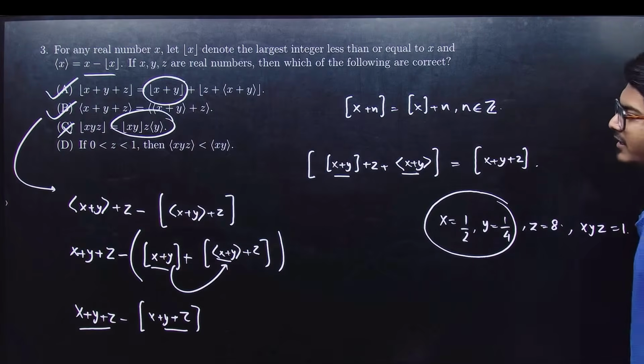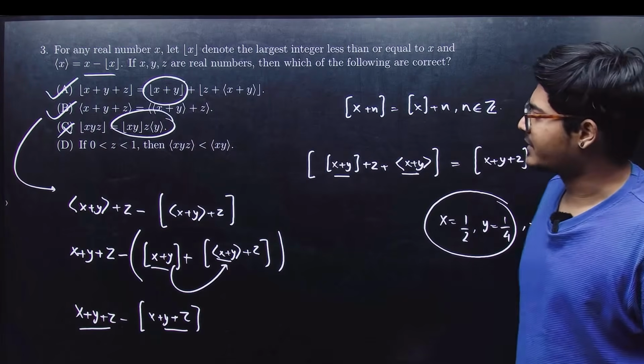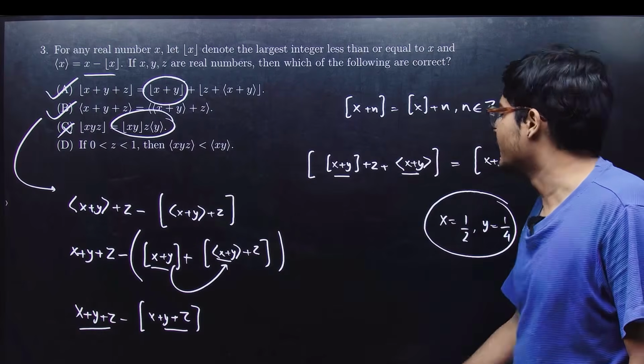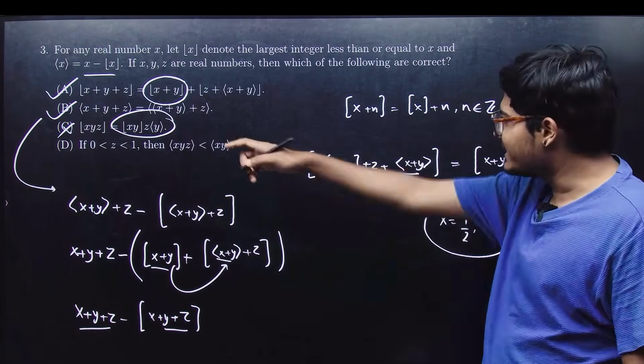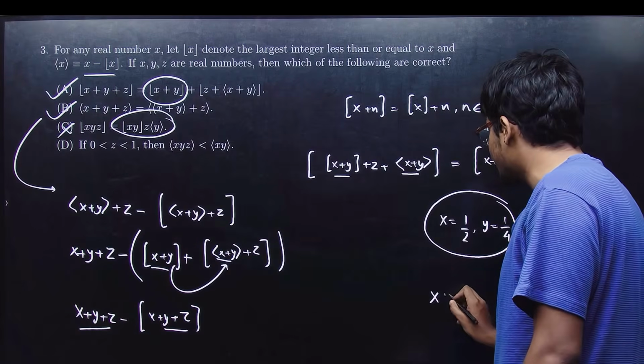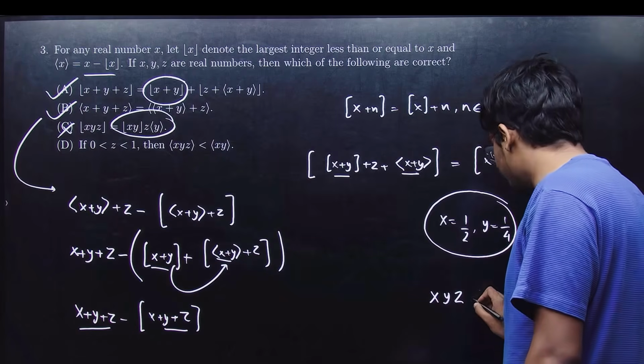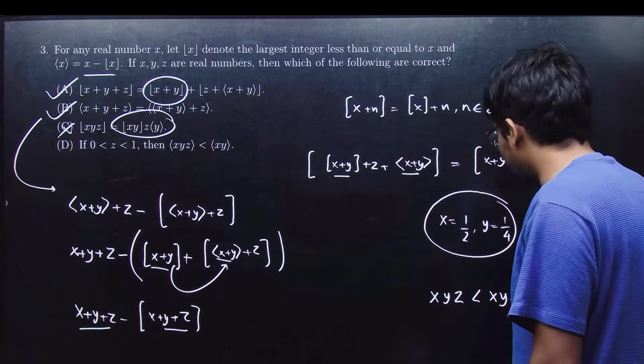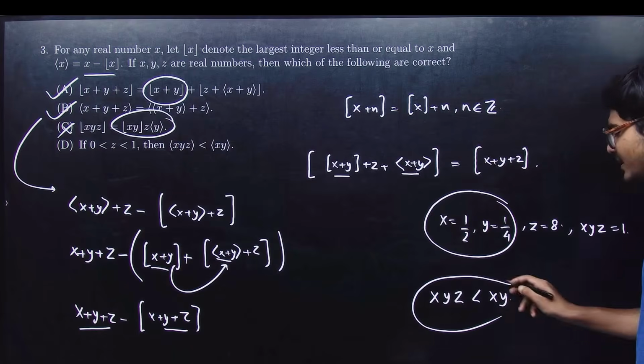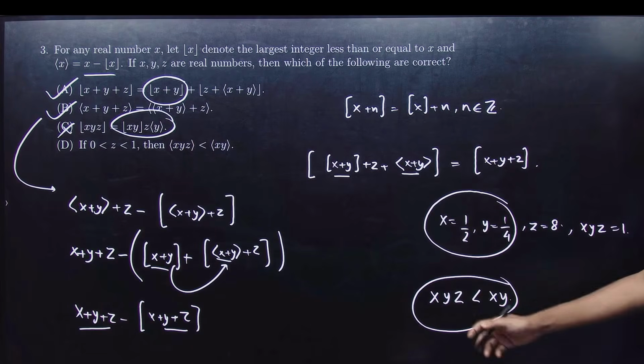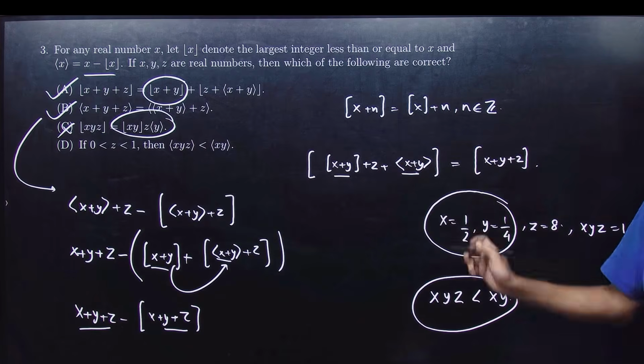Coming to option D, if z lies in between 0 and 1, then fractional part of xyz is less than fractional part of xy. Incorrect. Why? See, if z lies in between 0 and 1, I can say one thing, which is that xyz is less than xy. This is definitely true. Now observe that just because a number is smaller than the other number doesn't mean the fractional part is going to be smaller.